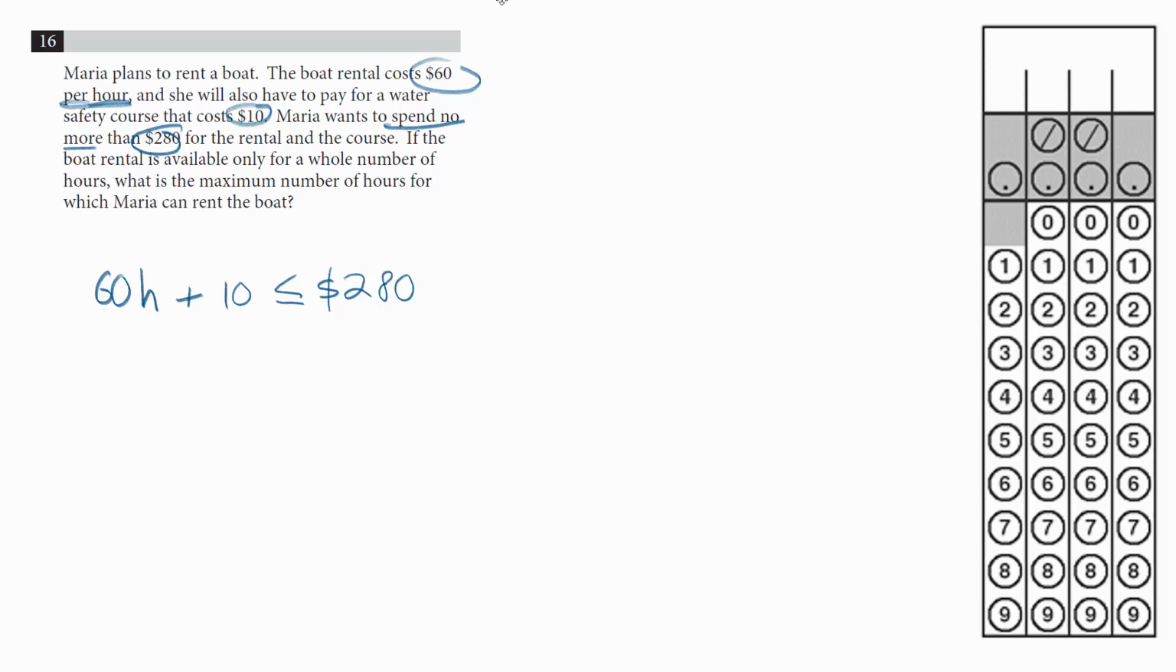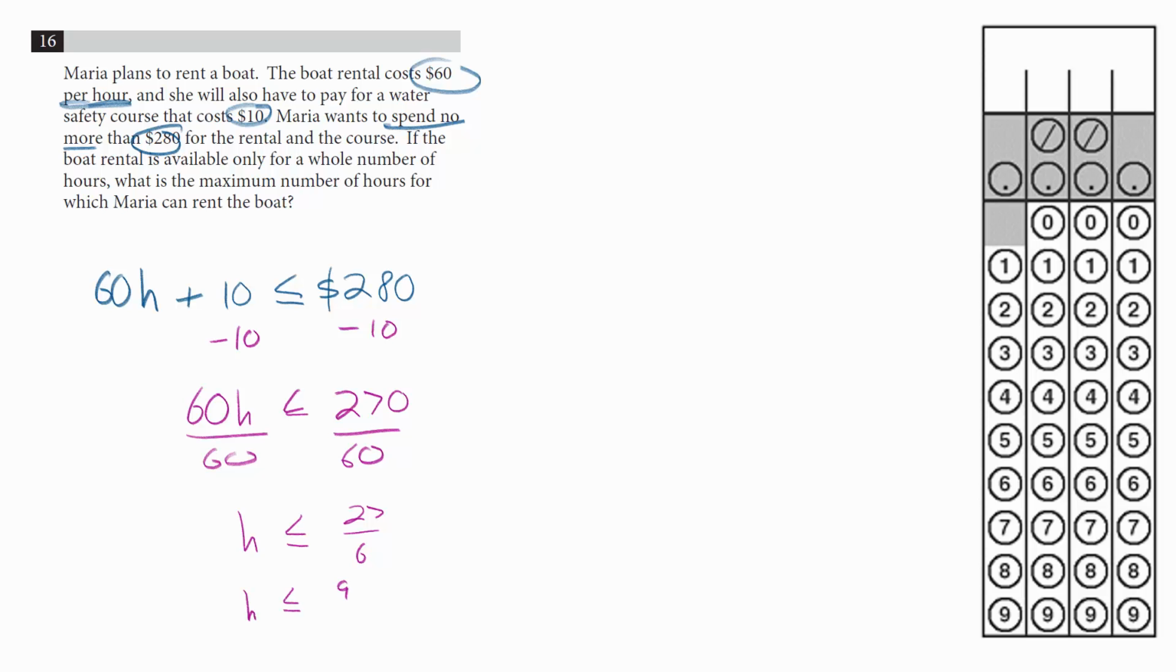So now we have an equation, which is an inequality with one unknown, and now we can solve for h. So for this, we're going to subtract 10 from both sides. So we get 60h is less than or equal to 270. And now we divide both sides by 60. This can simplify to h is less than or equal to 27 over 6. And 27 over 6 simplifies to 9 over 2, which is equal to 4.5.